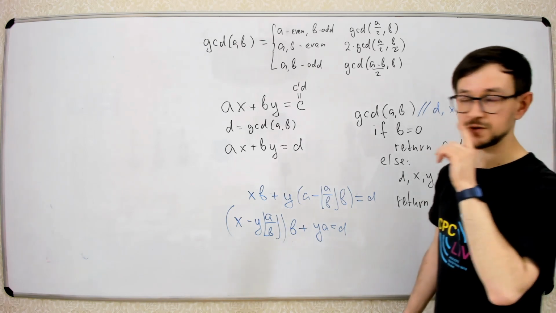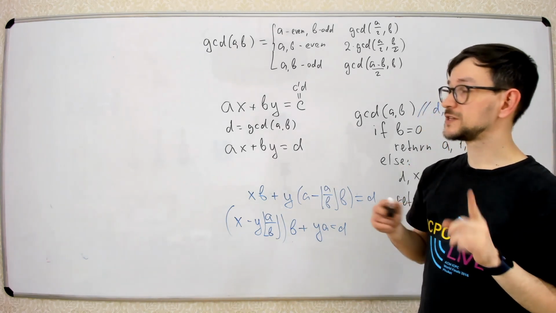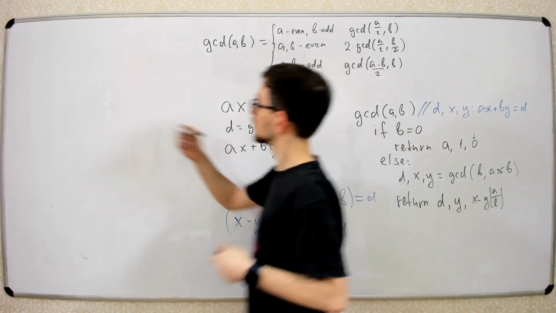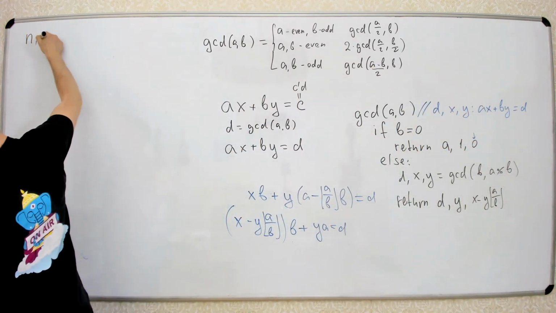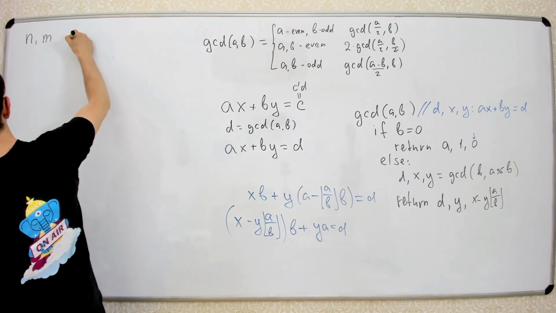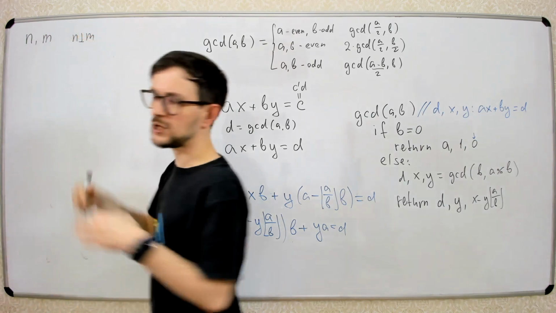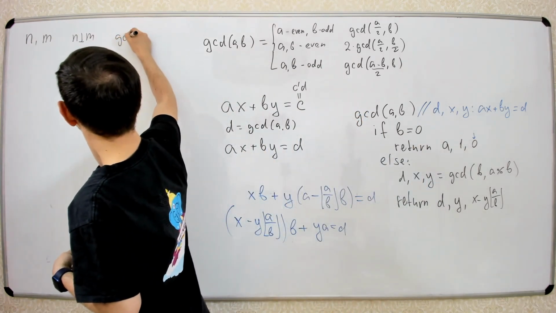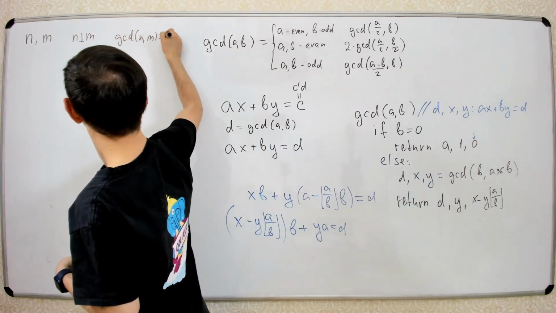So, Chinese remainder theorem. Very simple theorem. Let's take two coprime numbers, n and m. Coprime means they have no common divisor other than 1. So GCD of n and m equals 1.